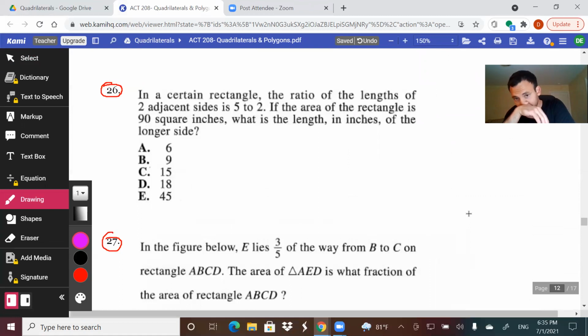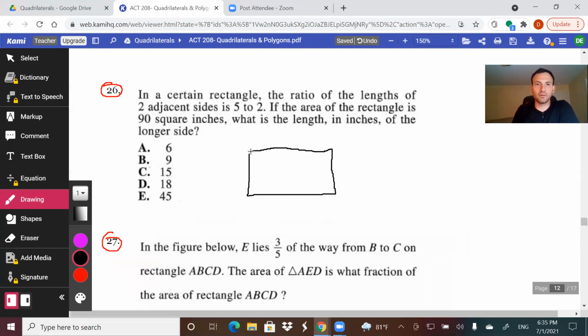Okay, so in a certain rectangle, and again, feel free to pause and try this on your own if you'd prefer. But in a certain rectangle, the ratio of the lengths of two adjacent sides is 5:2. If they give you a geometric figure and it's not drawn out for you, you want to make it. So we know that if this is 2x, this is 5x.